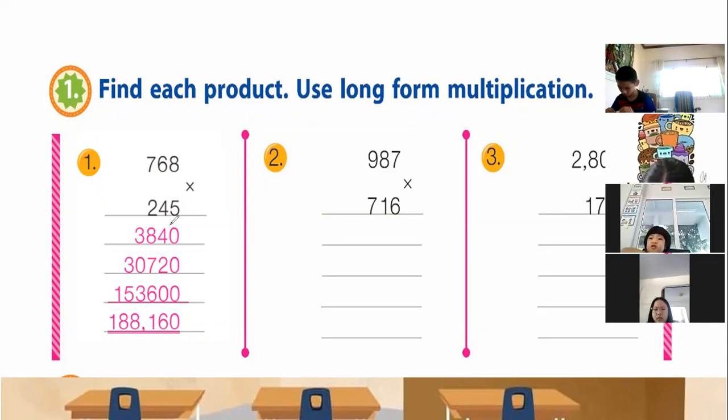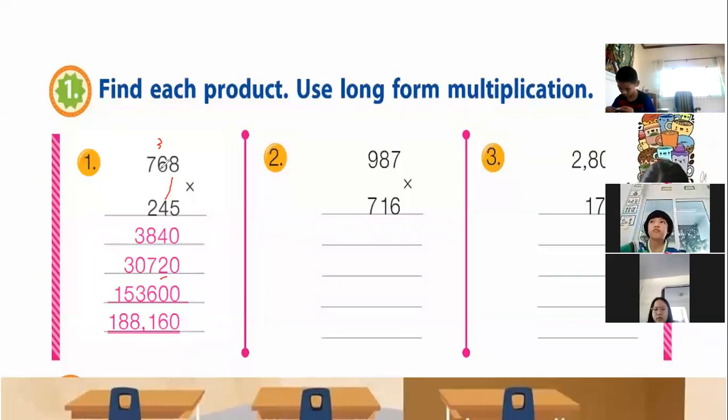I'm sorry, just a moment, a little bit of a mistake here. Okay, so we start again from here. 4 multiplied by 8 is equal to 32, right? So 2 we write at the 10th place, and 3 we carry over at the 10th place right here.